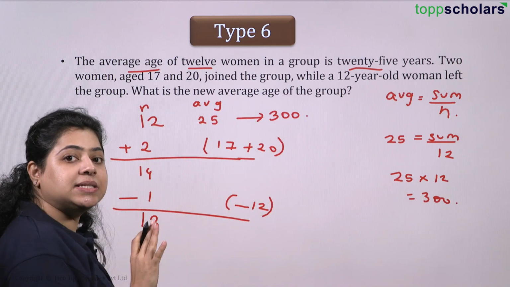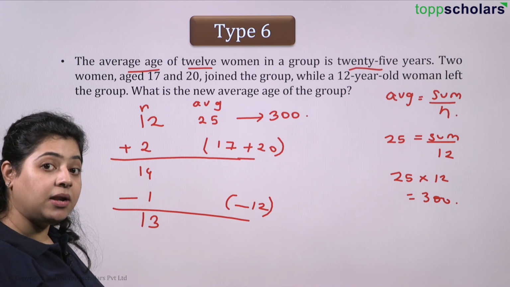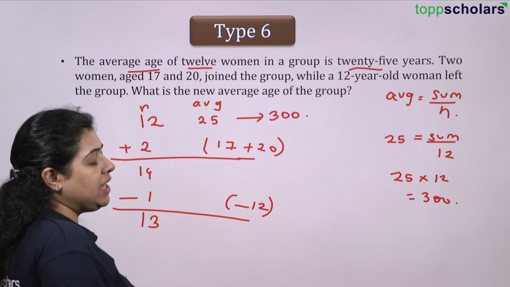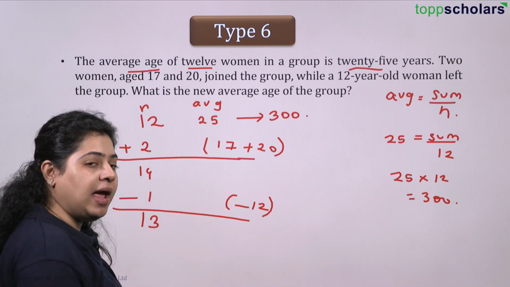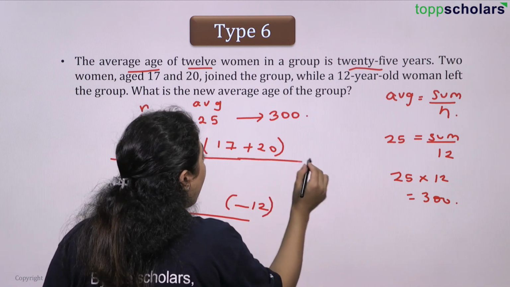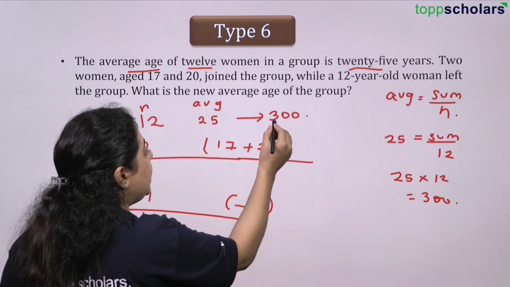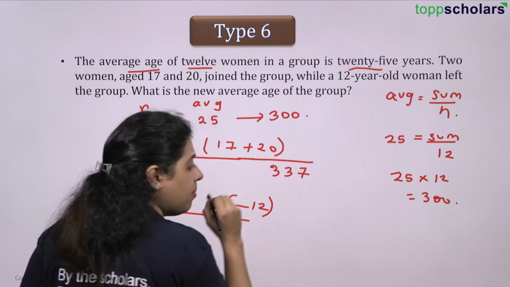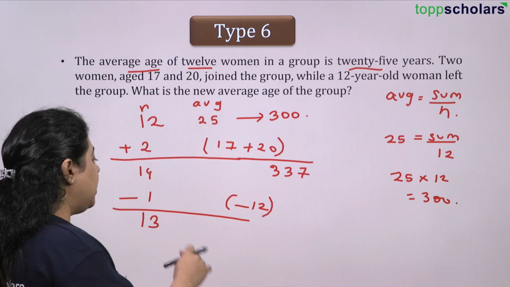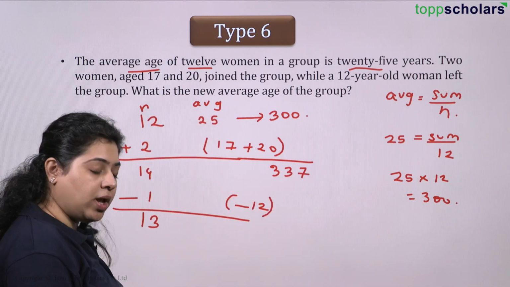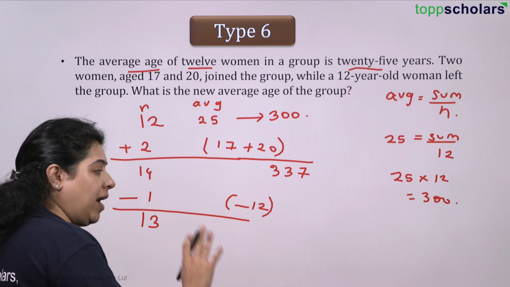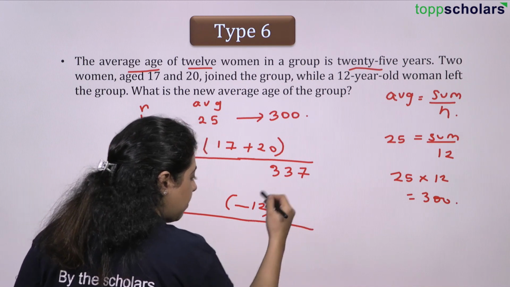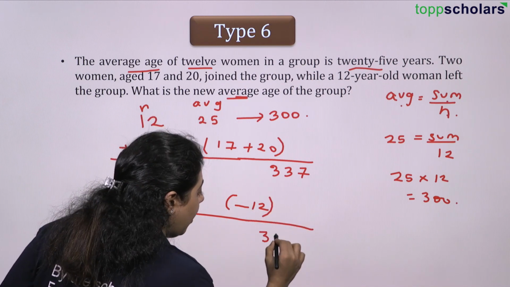Now given that the sum of all the women is 300, 2 more women are added and their ages are given to us, which is 17 and 20. So we can directly add for 14 women, our new sum will be 300 plus 37, which will be 337. Again, what is happening is one woman is leaving with the age of 12 years. So if we subtract 12 from 337, we get 325.